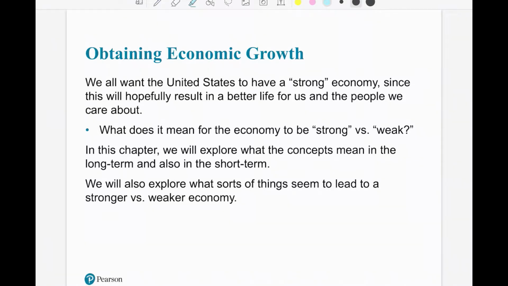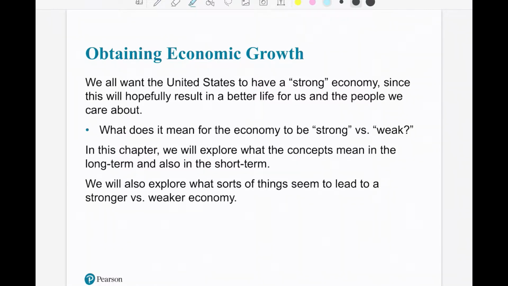Today we're going to start Chapter 10. Chapter 10 deals with economic growth, the financial system, and business cycles. Now we're going to focus on the importance of long-run economic growth, the roles of the financial system in facilitating long-run economic growth, and then we're going to explain what happens during the business cycle.